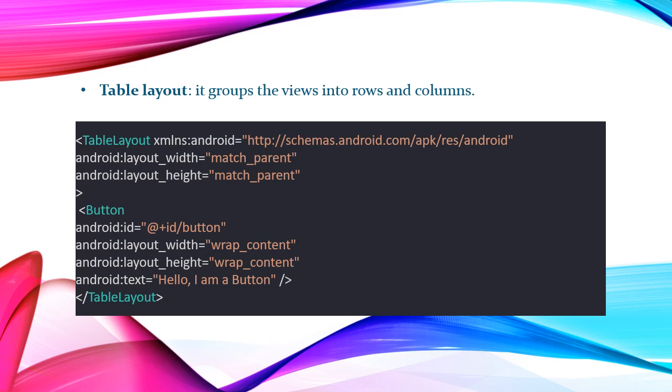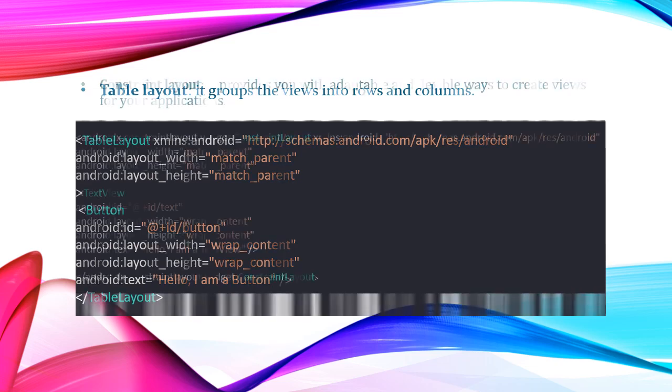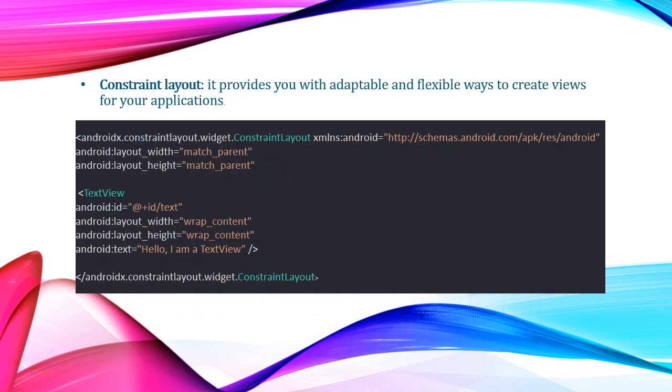And the next is table layout, which groups the views into rows and columns. And here is the XML code of the table layout. And the constraint layout, it provides you with an adaptable and flexible way to create views for your application. And this is the XML code for the constraint layout.